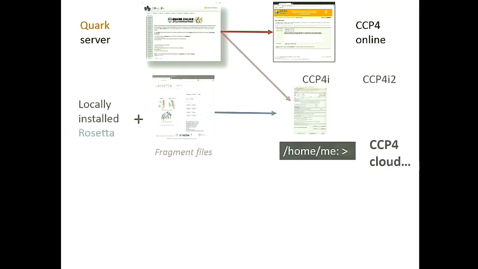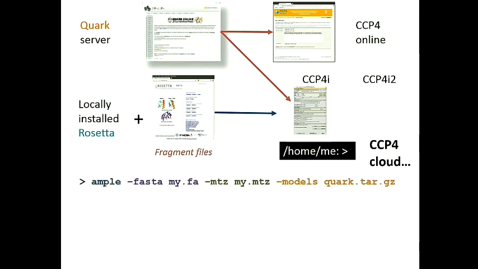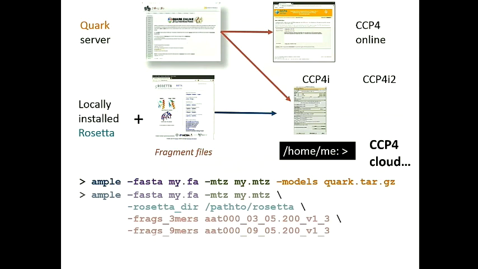If you need more flexibility, you can install Rosetta, you can take fragment files from a different server, and then you've got the two GUIs. You've got the command line, and you've also got CCP4 Cloud coming, which is where we hope to implement relatively complex options in a very accessible way to users in the near future. At the command line, it can be as simple as this. Here are your Quark models, your sequence and your reflections.